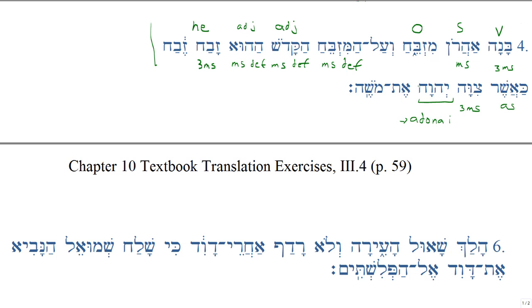And then we have et Moshe. So as the Lord commanded et Moshe, Moses. Moses is definite. It's a proper name. There is no definite article, but you don't need a definite article with Moses because it's a proper name, so it's definite by definition. So we have a direct object marker. As the Lord commanded Moses. So let's read that. Aaron built an altar, and upon that holy altar he sacrificed a sacrifice as the Lord commanded Moses.